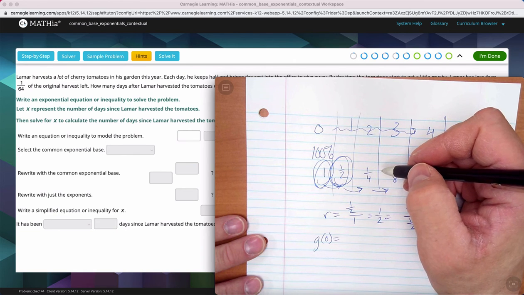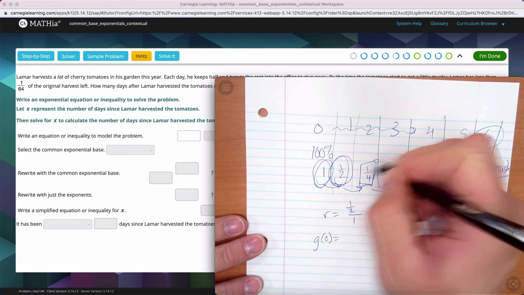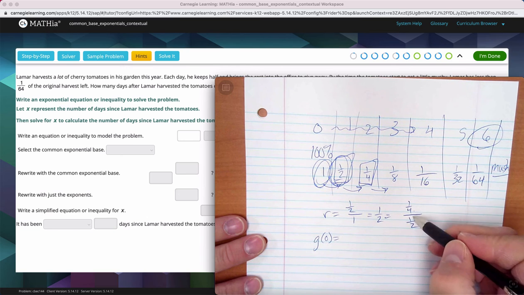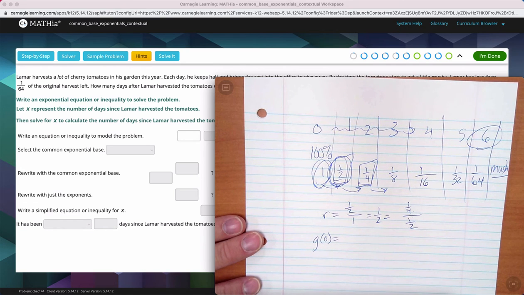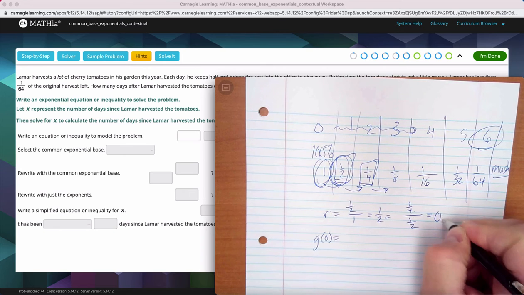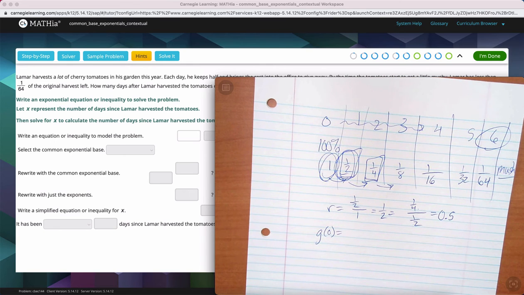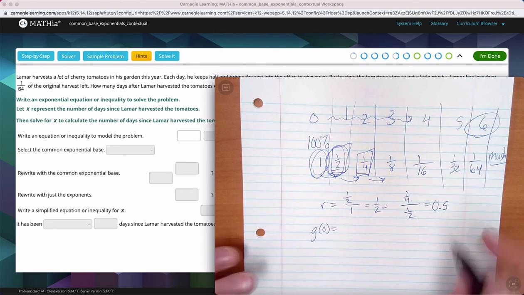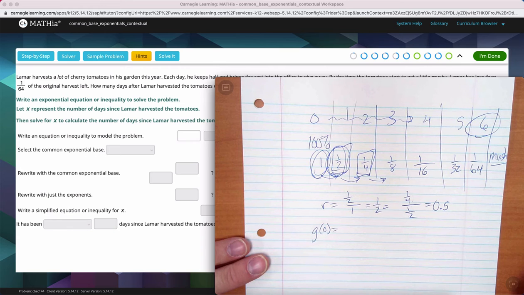So 1/4 divided by 1/2. Hey Siri, what's 1/4 divided by 1/2? 1/4 divided by 1/2 is 0.5. You could use the decimal or you could use the fraction. Maybe the decimal is going to be a little bit easier, but if you have a weird decimal, then the fraction would be best. So I'm going to use that one.